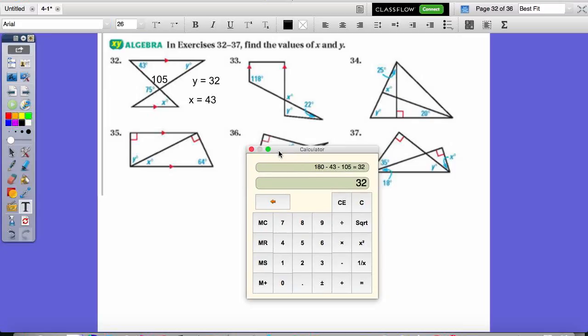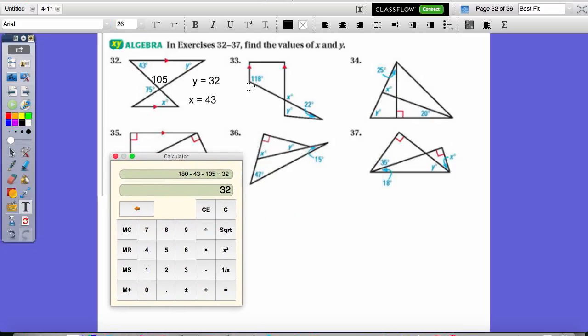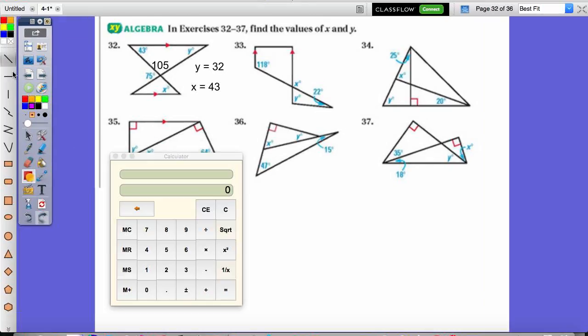So let's look now at these. These are 2 parallel lines cut by a transversal. So 118 and x are corresponding. It might be hard for you to see this, so let me draw a little bit more of a line here.